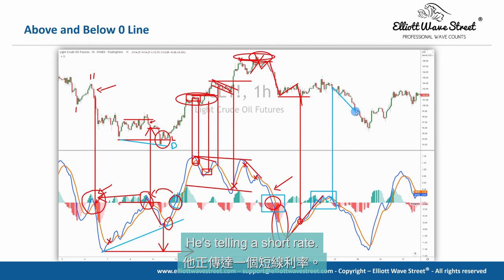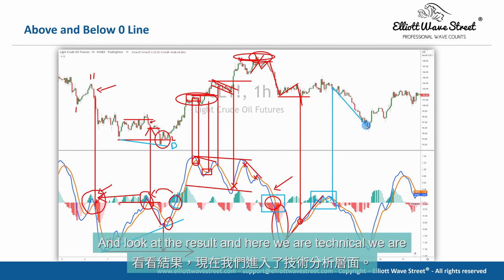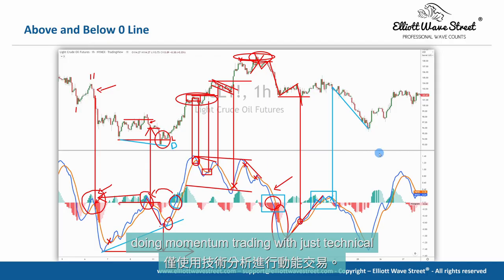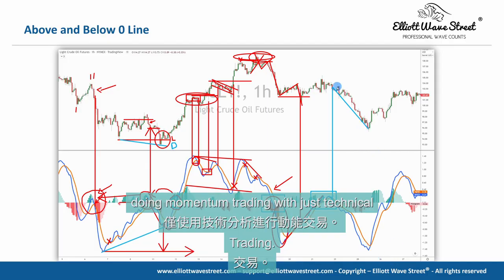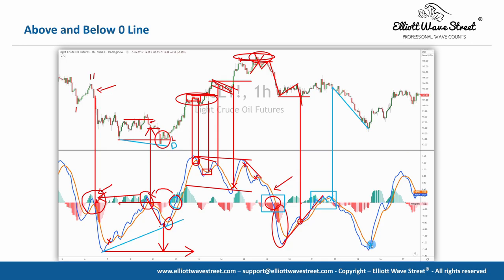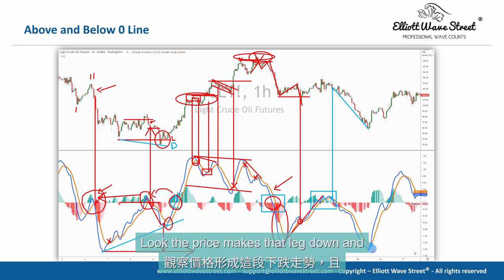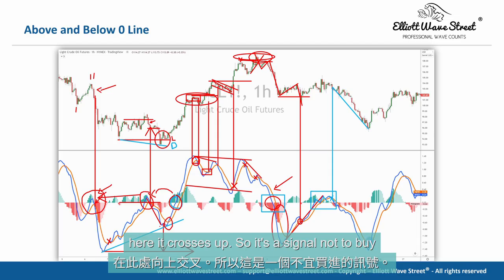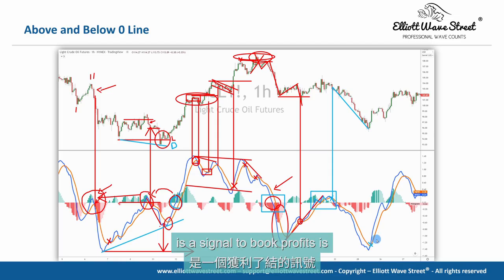And look at the result. And here we are technical. We are doing momentum trading with just technical trading. Look, the price makes that leg down, and here it crosses up. So it's a signal not to buy. It's a signal to book profits. It's a signal to be extra careful because the price could reverse.